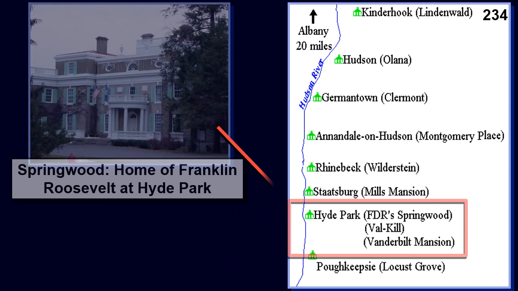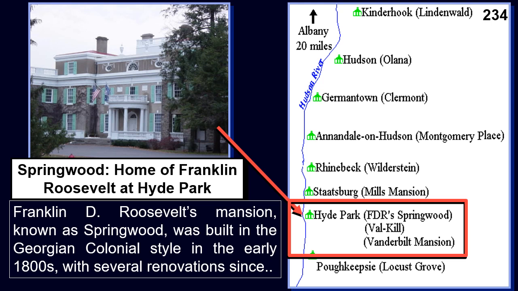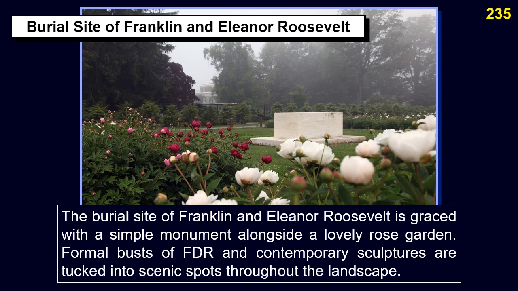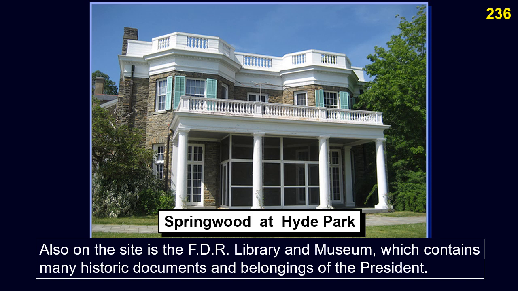Roosevelt's mansion, known as Springwood, was built in the Georgian colonial style in the early 1800s, with several renovations since bringing it to its current state. The burial site of Franklin and Eleanor Roosevelt is graced with a simple monument alongside a lovely rose garden. Formal busts of FDR and contemporary sculptures are tucked into scenic spots throughout the landscape. Also on the site is the FDR Library and Museum, which contains many historic documents and belongings of the president.